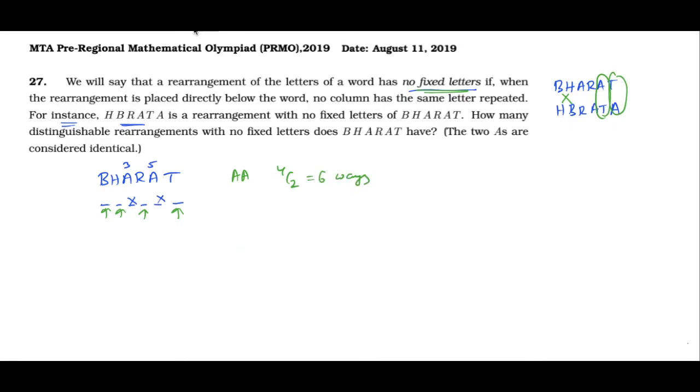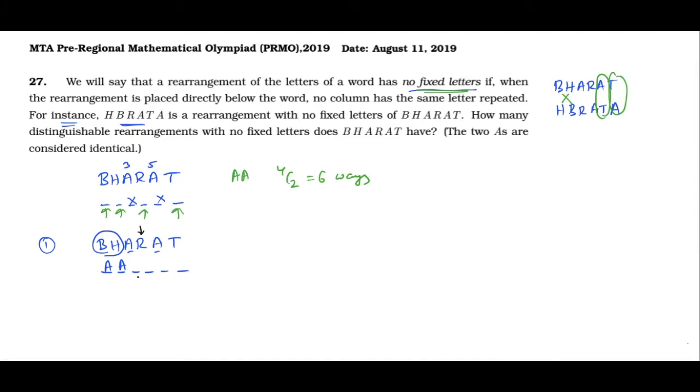Now for the remaining letters, let's look at the cases. Case 1. Let us say, without loss of generality, the two A's chose the places of B and H. So let us say the A's are sitting here. Now let's take another letter, let us say R. If I focus on R, for R there are two cases. R can sit in the place of the A's or R can sit in the place of T.